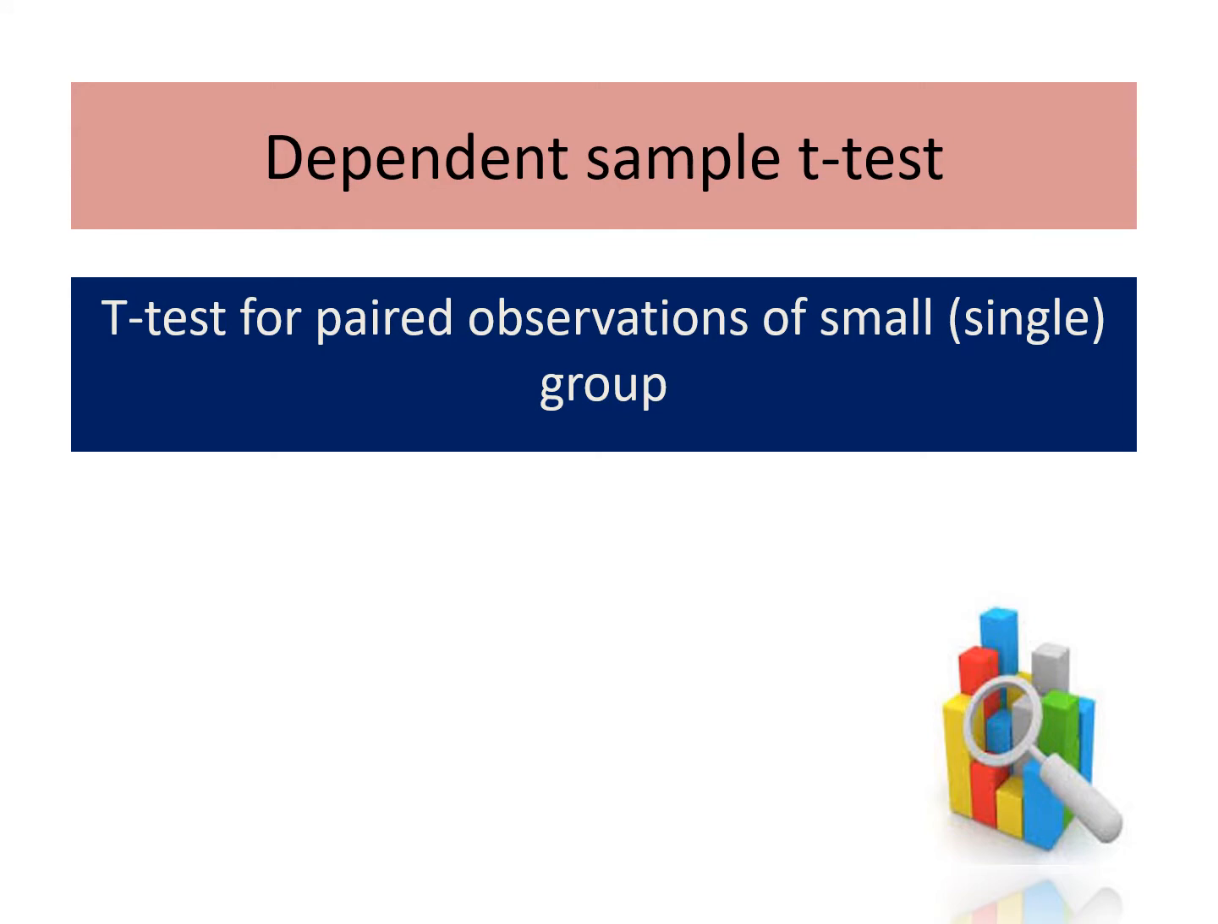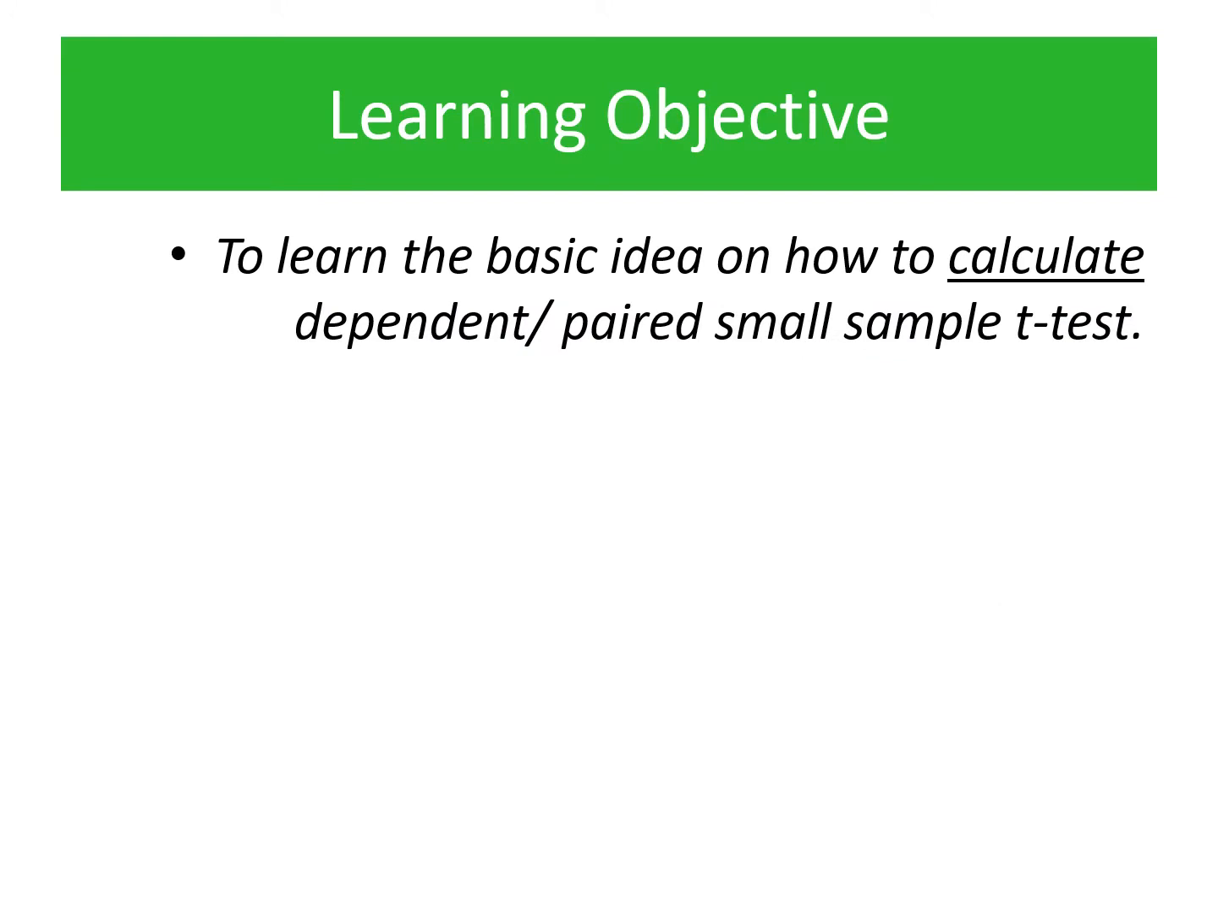It is always known to us that as we are talking about t-test, it is a parametric test and this is the theoretical ground of t-test actually, and it usually deals with the large sample size. So here today the focus point is to learn the basic idea on how to calculate dependent paired small sample t-test. For computing dependent paired large sample t-test, you have to look at my next video.